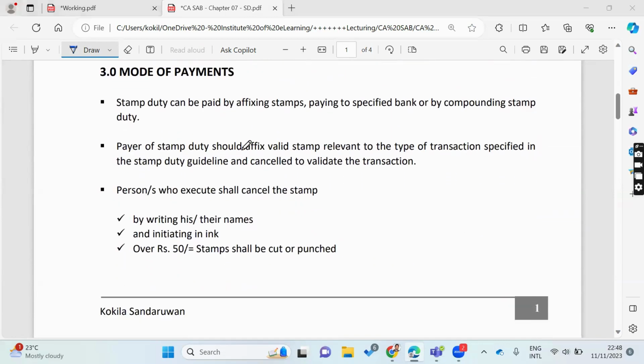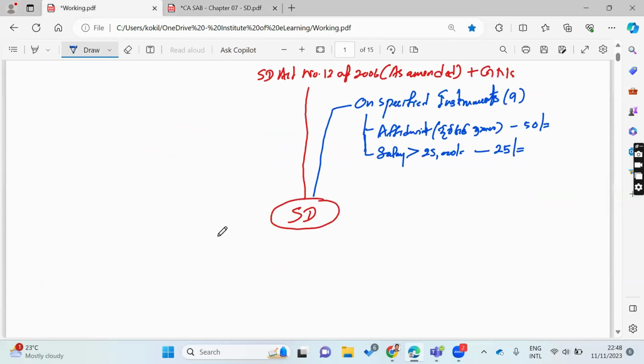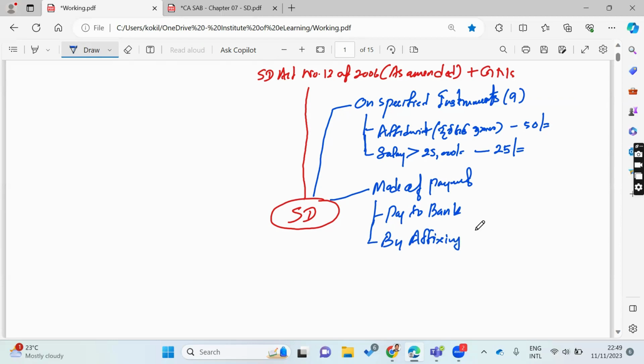Then the mode of payment, how we are going to make payment. There are two ways. One is mode of payment, how do we pay? One method is we can directly pay to the bank, or we can pay by affixing stamp.